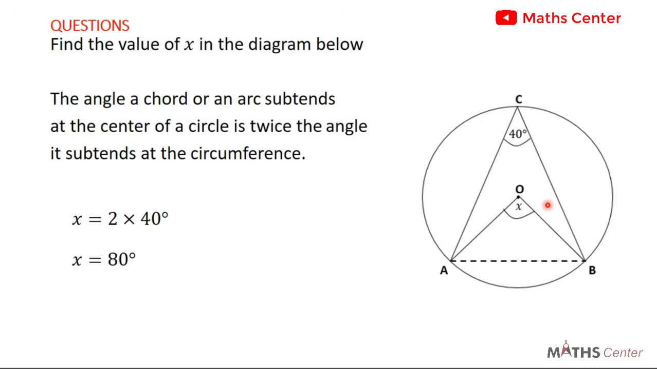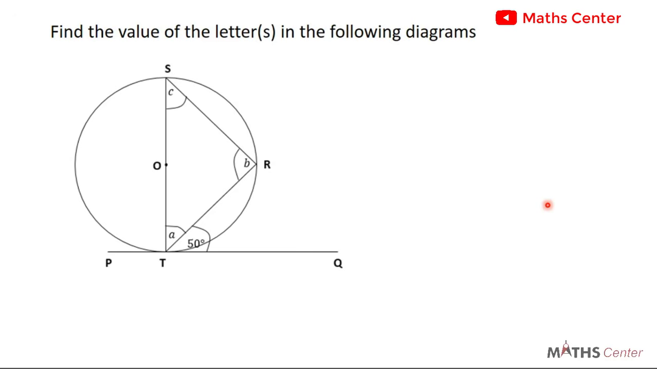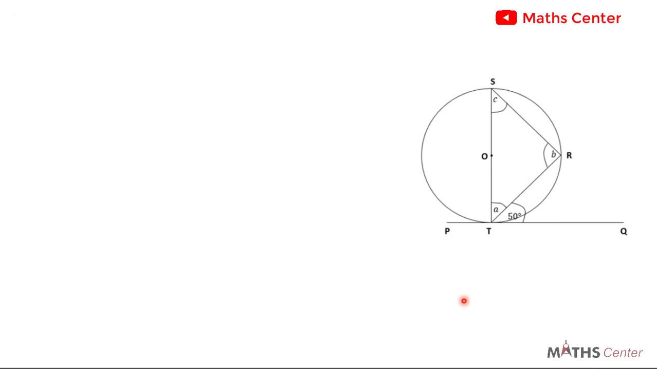Let's pick the next example. We are supposed to find the value of the letters or letter in the following diagrams, and we have been given this diagram here. We have the letters A, B, and C, and we are going to find their values. So let's look at it. You see that in this diagram, because this line ST is passing through the center of the circle, which is O, we can say that line ST is the diameter. So here O is the center.